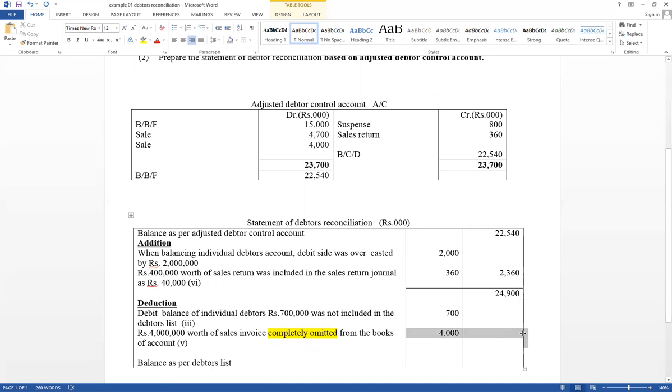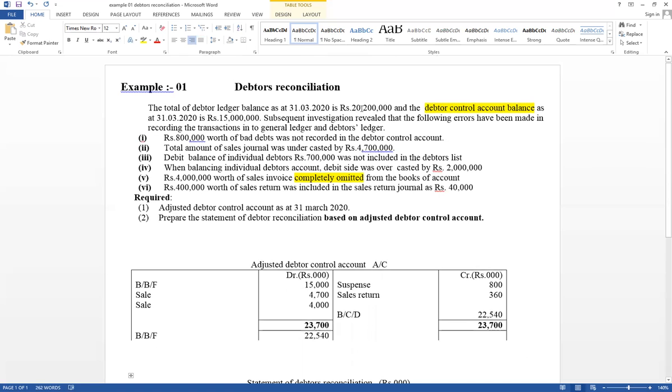And then take the total deduction value. The total deduction amount equals 4,700, within brackets. Then deduct 4,700. Therefore, 20,200. If it is correct, this value should be equal to the debtor list balance.